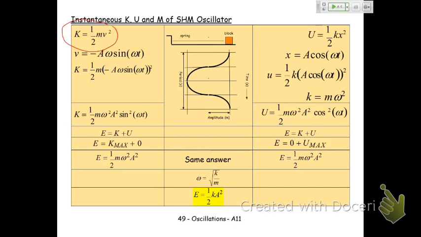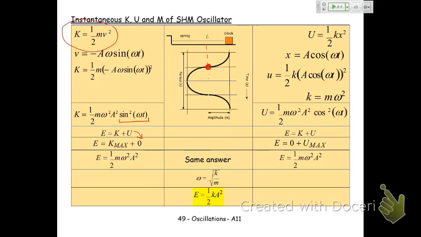Let's think about it. At this point here, I have all kinetic energy and no spring potential energy because I'm at the equilibrium position. So at that point, my total energy equals my kinetic energy plus my spring potential, and because I'm at the middle position, my spring potential is 0 and my kinetic energy is maximum. How do I get that to be a maximum? Oh, I just make sine equal to 1. Sine cannot be more than 1.